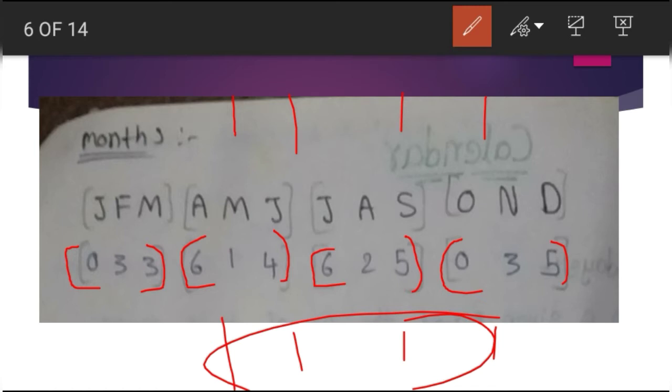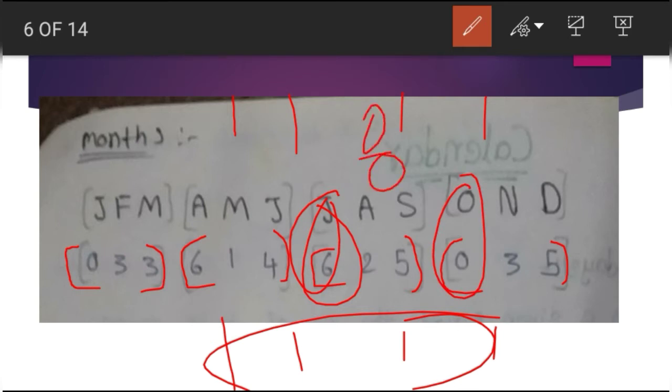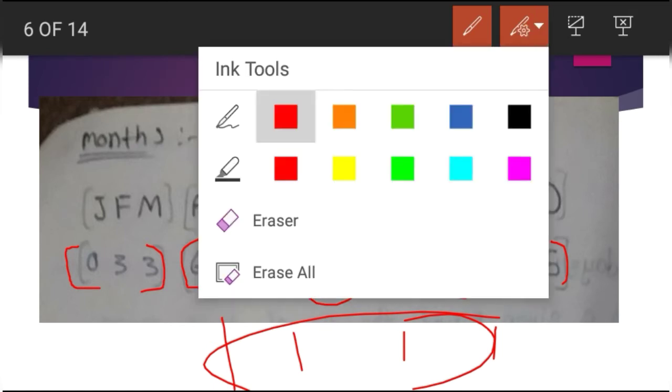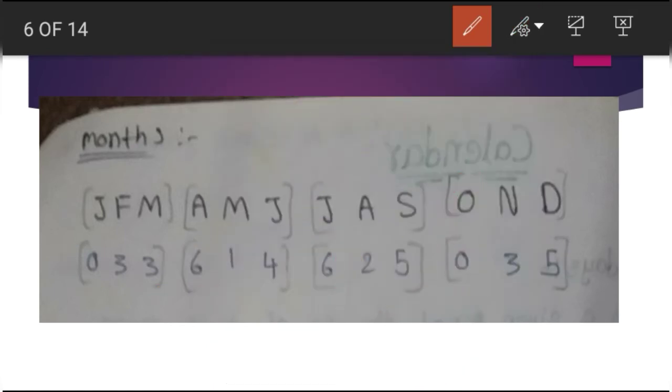For January it is 0. For July it must be 6. With 033, 035, 614, 625, July starts with 6, so 625. Likewise, for October it is 0. Remember this. And for January also it is 0. If you remember in sets, it is easy to remember.